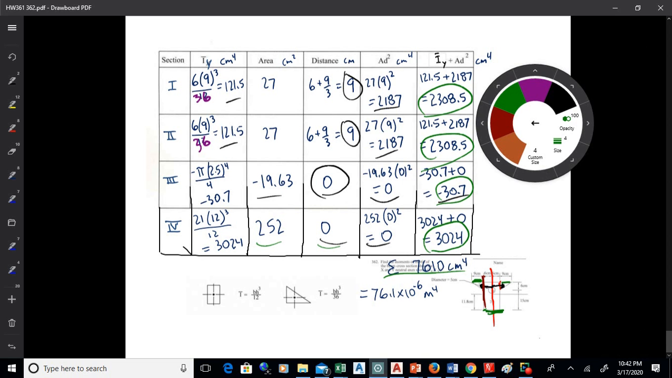That's 76.1 times 10 to the minus 6 meters to the 4 if you want to measure it that way. Okay, so that's a run through the two moment of inertia homework problems.